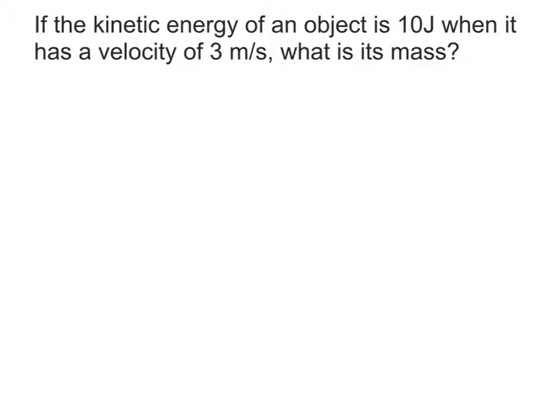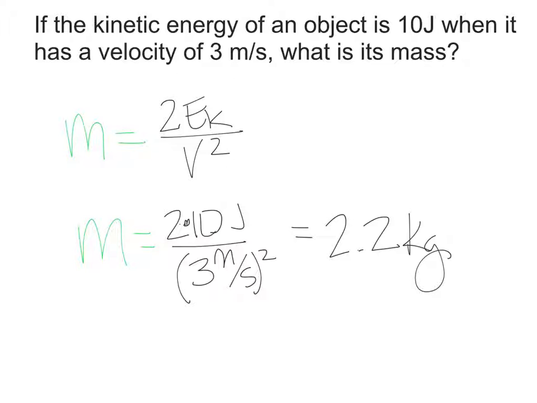Problem number 2, if the kinetic energy of an object is 10 joules, when it has a velocity of 3 meters per second, what is its mass? Again, pause the video and solve the problem. When we manipulate the formula to solve for m, or mass, we get m equals 2Ek divided by v squared. When we plug in the numbers and solve, remembering to square the velocity, we get 20 divided by 9, which is 2.2 kilograms, because we are solving for mass.